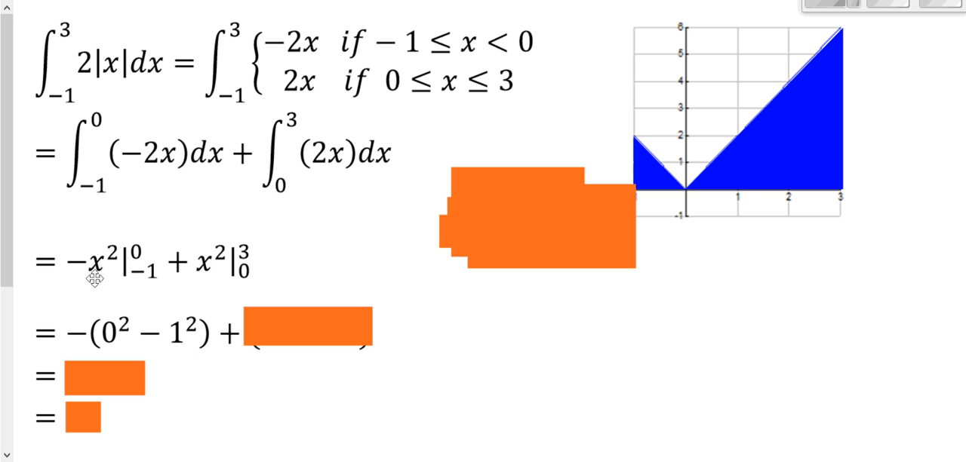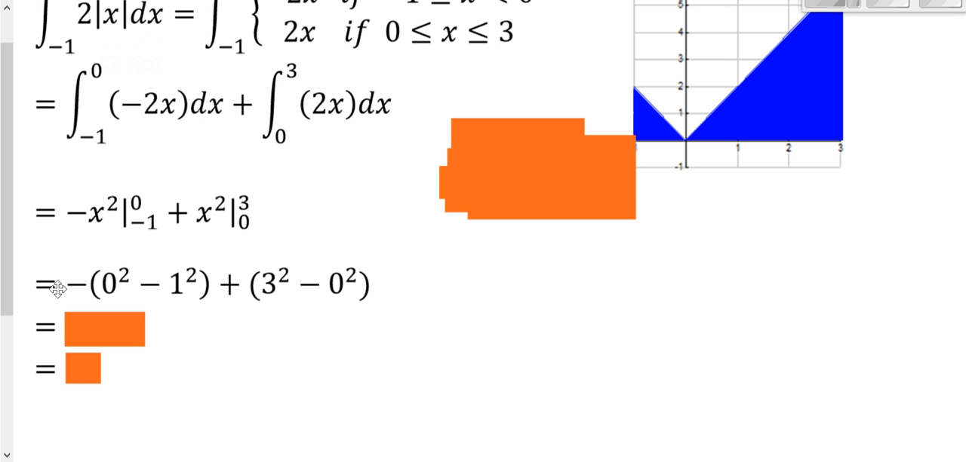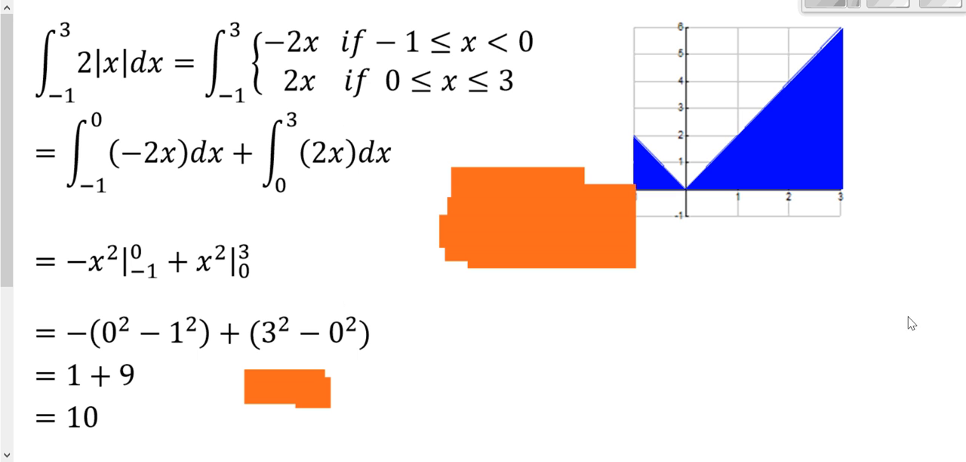Make note that it's the opposite of this whole thing. So don't include the negative in with the x when you're plugging stuff in. And then you just have to go ahead and plug in your 3 minus what you get when you plug in 0. So basically we just get 1 plus 9, so we get 10. Now this particular problem, because it is just a nice normal triangle here, and a nice normal triangle here, you could have used geometry to figure it out.